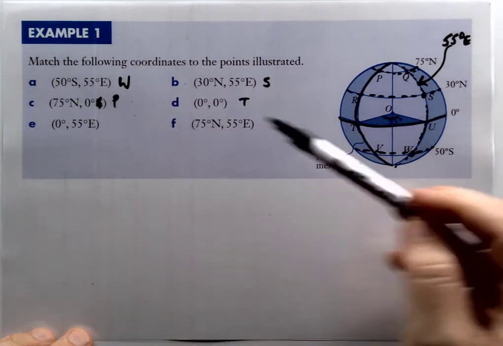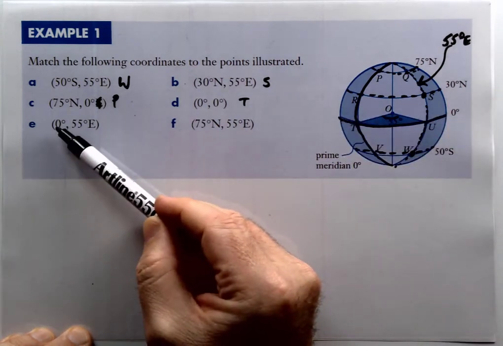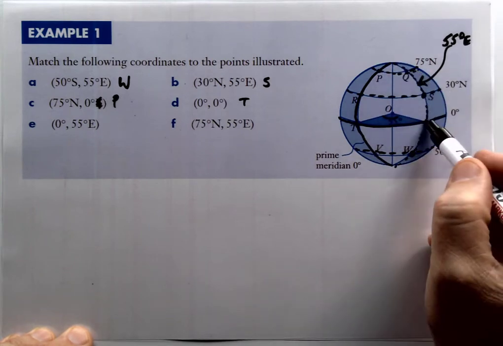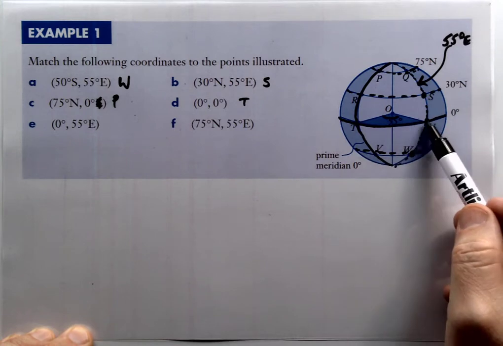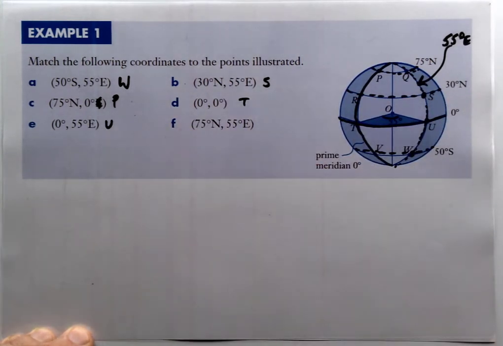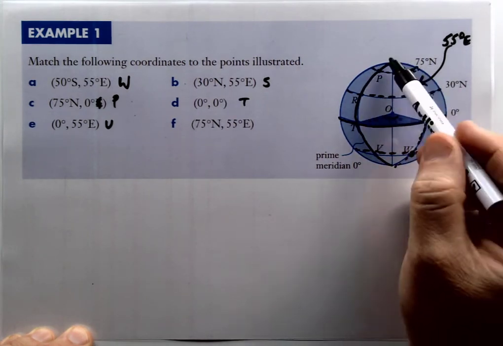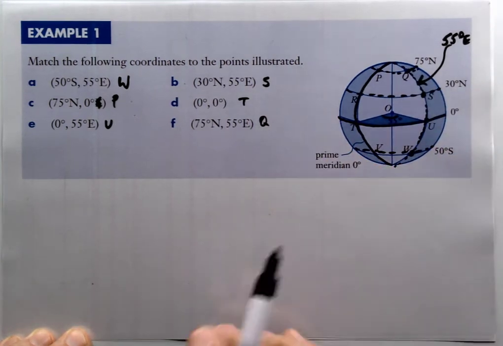Right, our part E, we've got 0 degrees, which is the equator, so that's the north or south, the first one. So we're on the equator, and then we're going to 55 degrees east. So the 0 degrees is the northing, southing, and the 55 degrees means we come round to the right. That puts us at U. And lastly, we've got 75 degrees north, which is this line of latitude, and 55 degrees east. They meet there at Q.